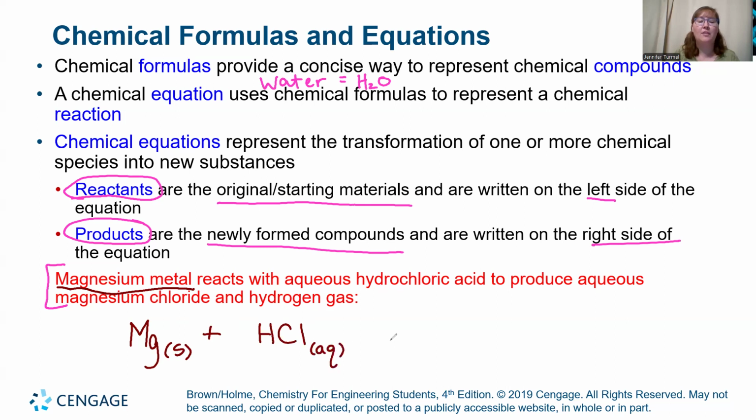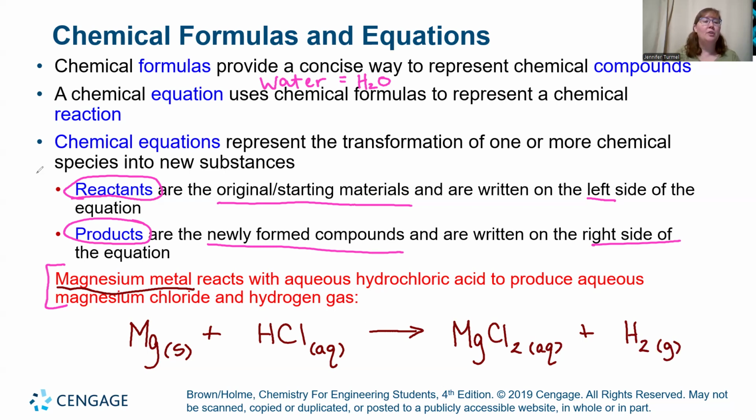And you'll be learning more about these. To produce gives you one of these, a yield sign. Aqueous magnesium chloride. So hopefully you remember how to put these together. So we know that that's MgCl2. You should have your ion list and your periodic table. And it says aqueous, so that's AQ. And hydrogen gas. Hydrogen is one of our diatomics. So that needs to be H2. Right? And it's a gas.